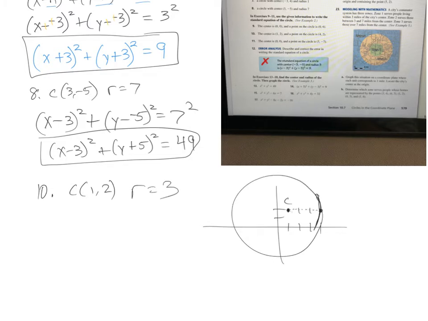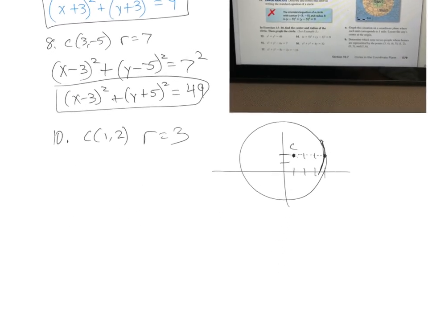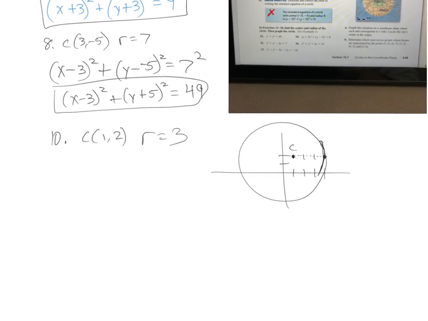If it is not horizontal, because this will happen, let me see where that is. Make sure there's nothing strange coming up. Okay, there is one. I'll do one that's harder here in a minute. Okay, so the radius is 3, and we have our center.